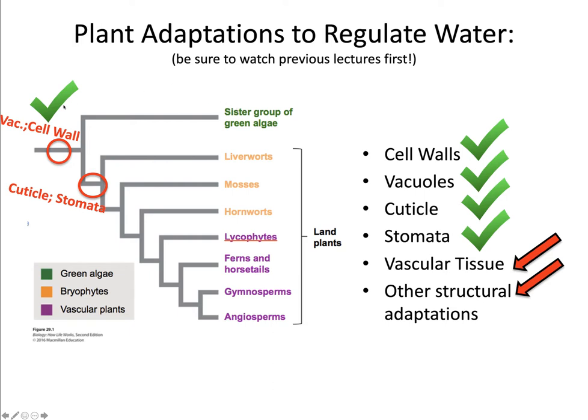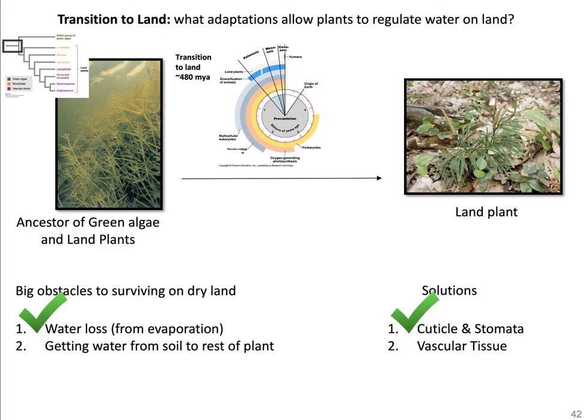First of all, we've talked about the roles of vacuoles and cell walls in all of the green plants. We've talked about the roles of the cuticle and stomata in the land plants. And next, in this lecture, we'll be talking about vascular tissue and other structural adaptations that have evolved in plants to help them survive on land.